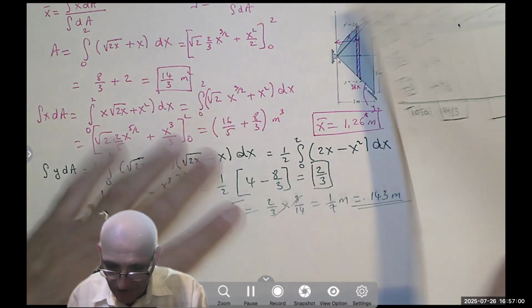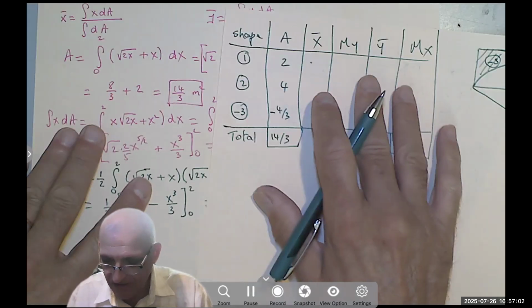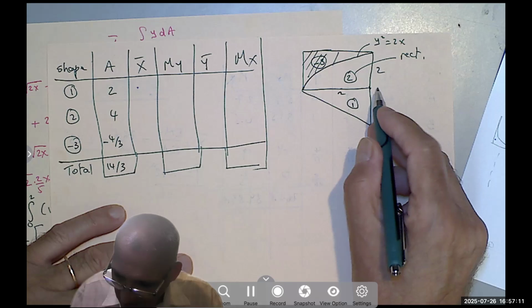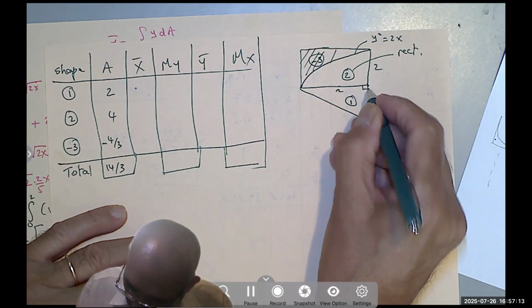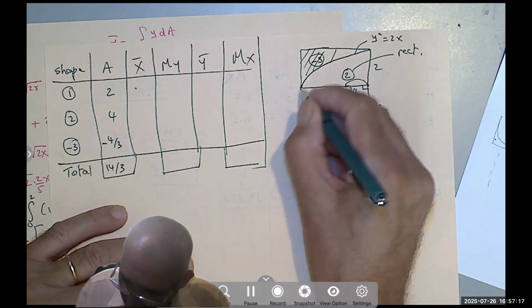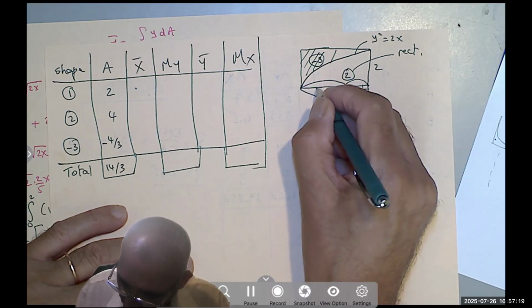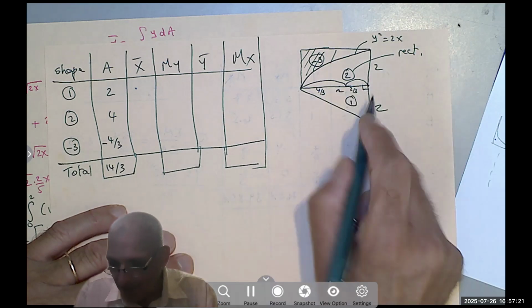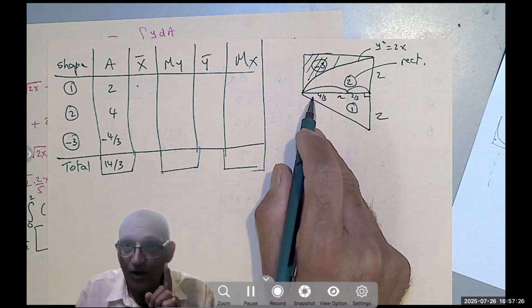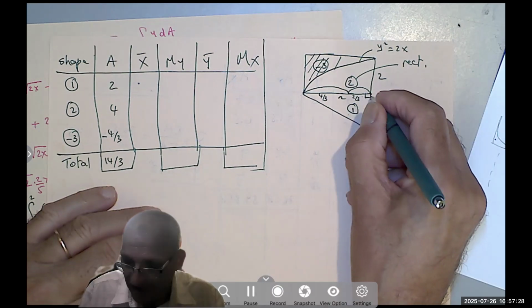Oh, sorry, we already have it here, so let me put them next to each other. 14/3, 14/3. Now, let's look at the x bar of the centroid. For the triangle, it's 1/3 always from the right angle. So this distance is 2/3, and that distance is 4/3. 1/3 of the base, 2/3 of the base. Be careful. We always calculate from the right triangle.